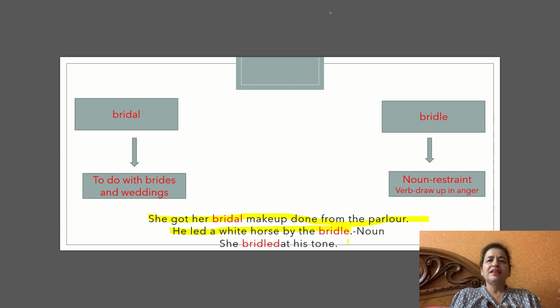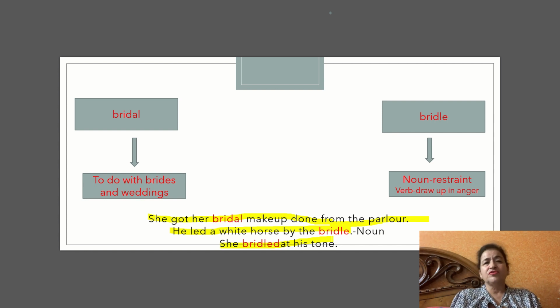Now I repeat it again. He led, or he held a white horse by the bridle, right? Yes, it is a noun. And the next one is she bridled his tone. She bridled his tone is a verb form, because it is used as a verb here.